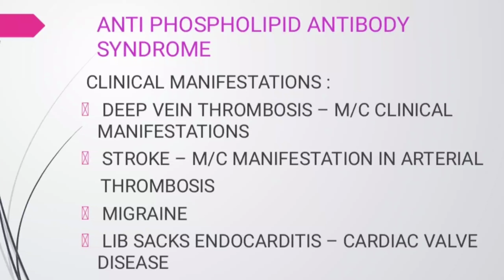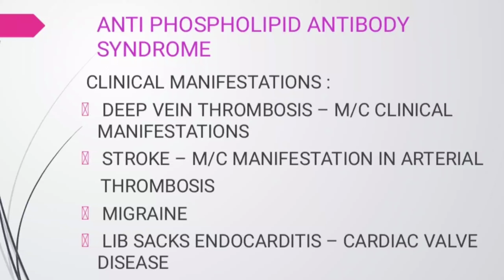Livedo reticularis is seen, and patients with this condition are more prone to the development of thrombus. Stroke can occur in these patients. Most common manifestation is arterial thrombosis. Even migraine, migrainous attacks, and headaches are also seen in these patients. Libman-Sacks endocarditis, that is cardiac wall disease, is also seen. Epilepsy is seen in these patients. Even chorea, that is abnormal movements, is also seen in patients of antiphospholipid antibody syndrome.